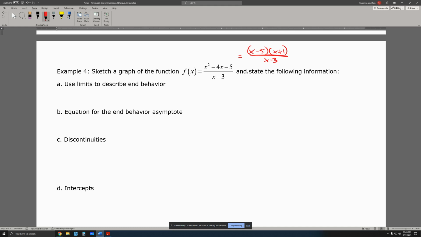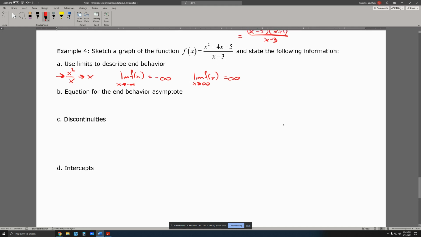Okay, so using limits to describe end behavior, I know this function is going to be approaching that of x squared over x, which reduces to just simply x. So therefore, the limit of f of x as x approaches negative infinity is equal to negative infinity. And then the limit of f of x as x approaches positive infinity is positive infinity. The equation for the end behavior asymptote, well, we've got the degree of the numerator is exactly 1 greater than the degree of the denominator.